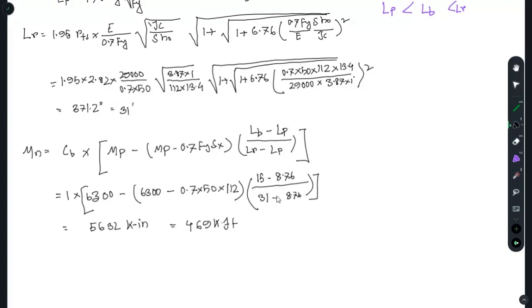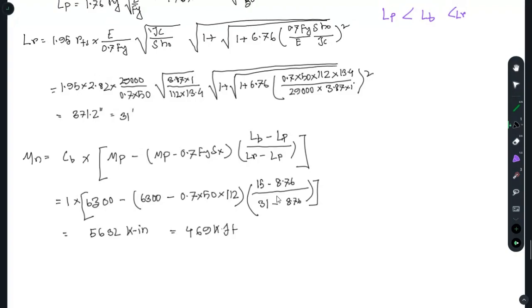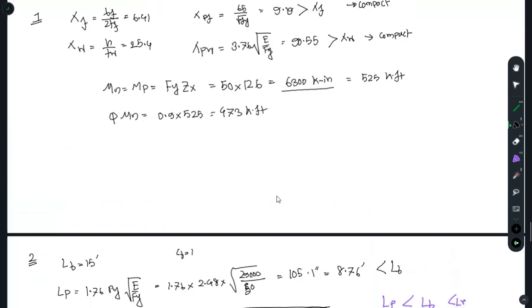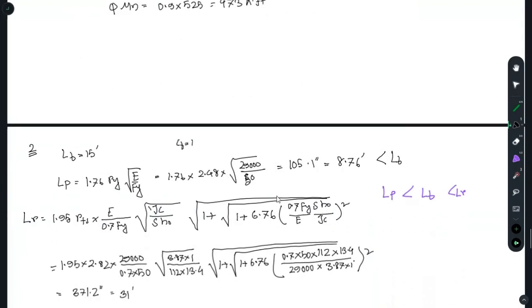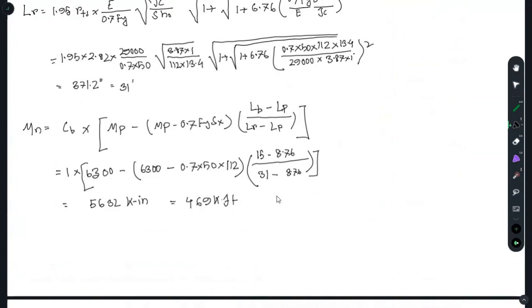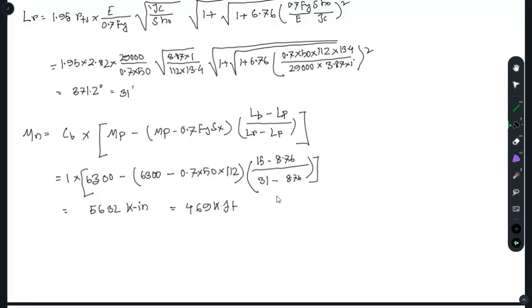So this value is less than the previous one. If the section would reach the plastic point, then you would get a moment of 6300 kip-inch or 525 kip-feet. But in this case, the value is 5632. It is around 400 less than that. And your factored moment is 0.9 multiplied by 469. So the value would be 422 kip-feet. So this is the answer.